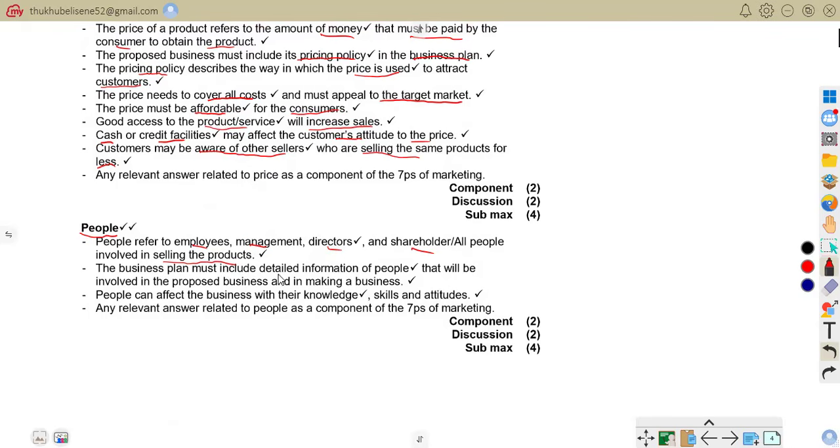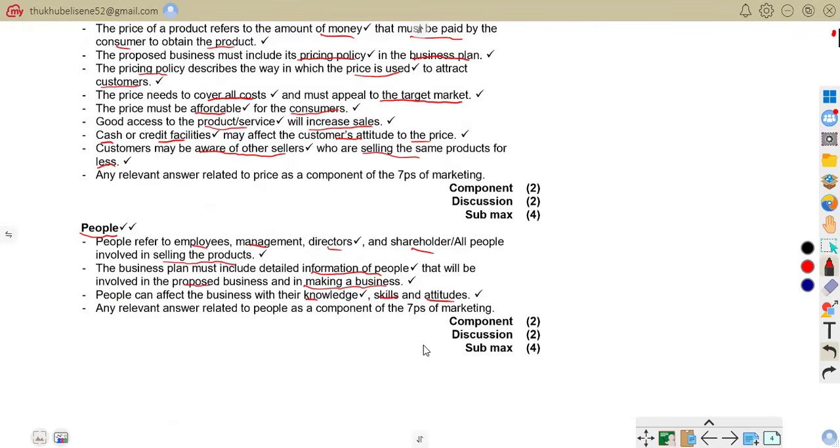The business plan must include detailed information of the people that will be involved in the proposed business. So all the people in the business, employees, directors, management, the shareholders, their information should be included in the business plan. No people are to be hidden. People can affect business with their knowledge, skills, and attitudes.